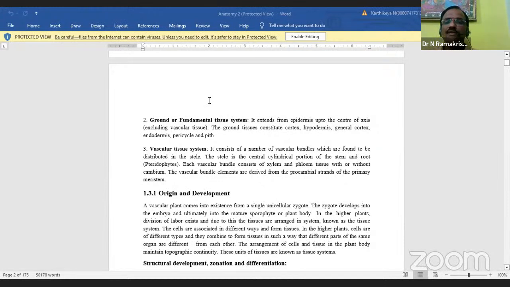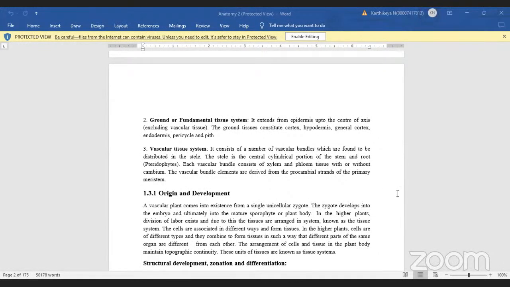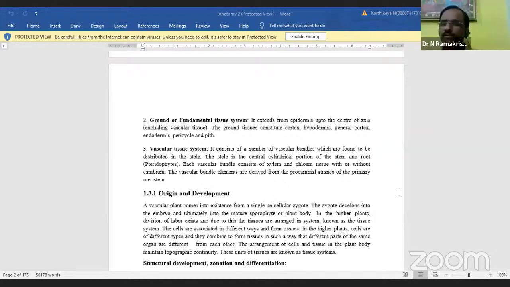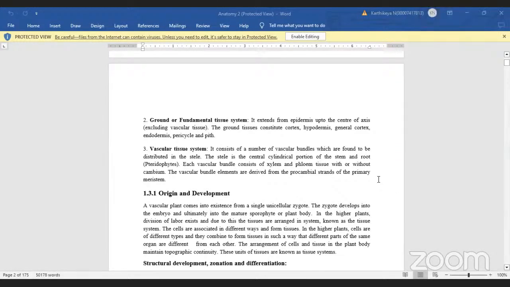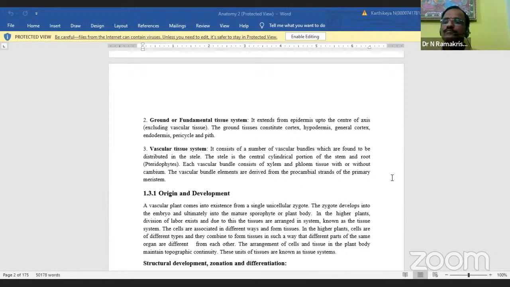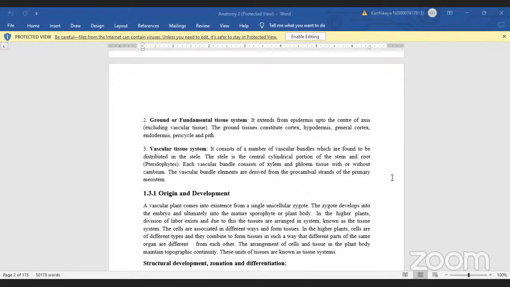Yes, now understand what are the fundamental tissue systems? Sir, doubt, sir. Yes, ask me. Sir. Hypodermis. And cortex. Cortex, yes. Sir, what is cortex, sir?